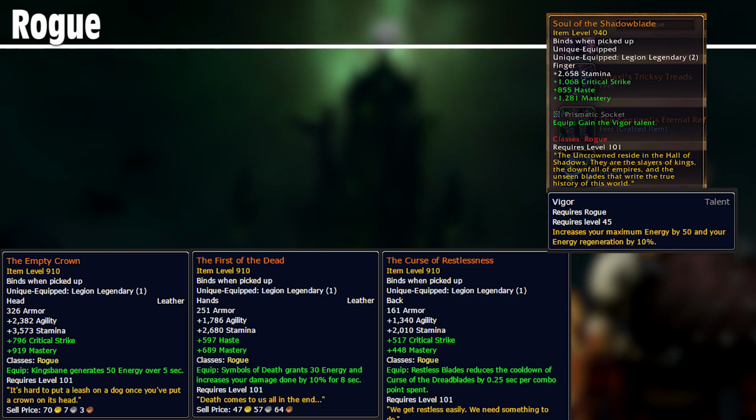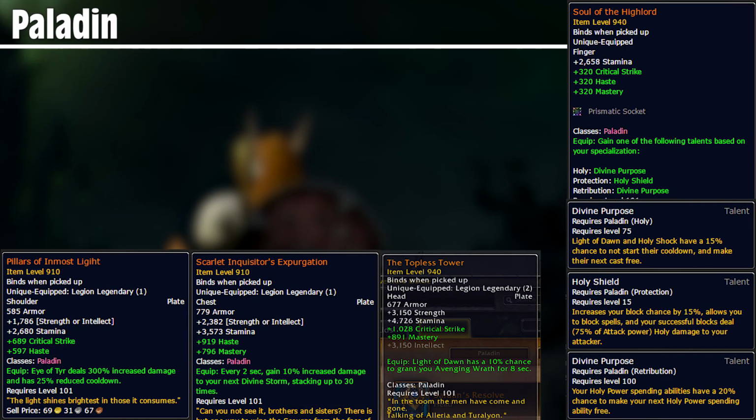The Curse of Restlessness goes on your back. This makes Restless Blades reduce the cooldown of the Curse of the Dread Blades by 0.25 seconds per combo point spent. The class ring for Rogues is called Soul of the Shadow Blade, and for all specs, they'll get the Vigor talent for free.